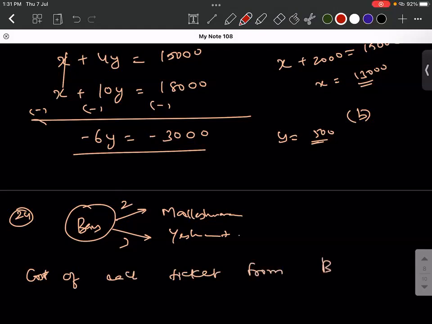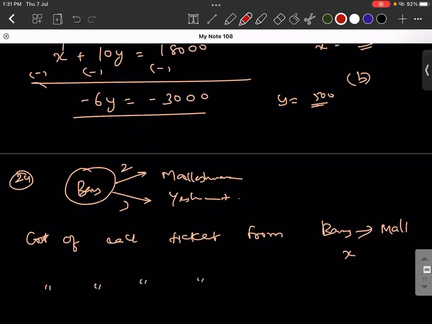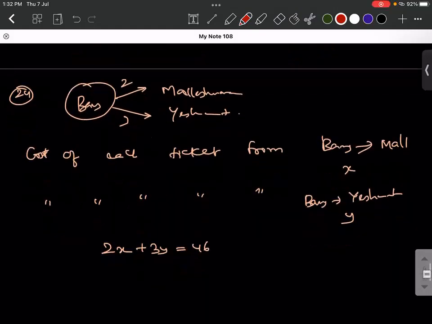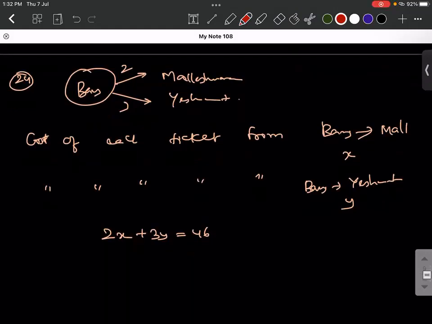Cost of each ticket from Bangalore to Malleshwaram be X. Similarly, cost of each ticket from Bangalore to Yeshwantpuram be Y. So what did they say? 2x plus 3y is equal to 46. I don't know which year rates these are. 46 rupees in Bangalore, that too for 5 members.